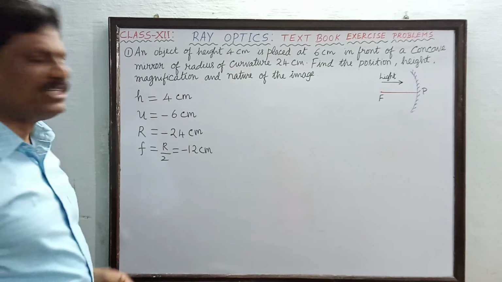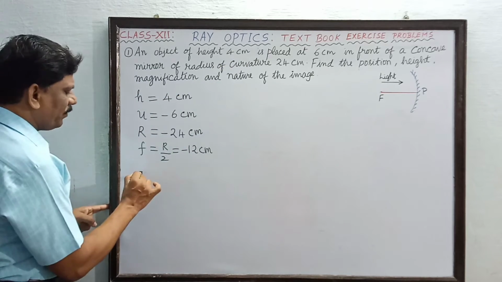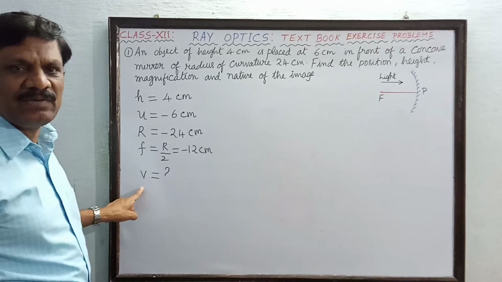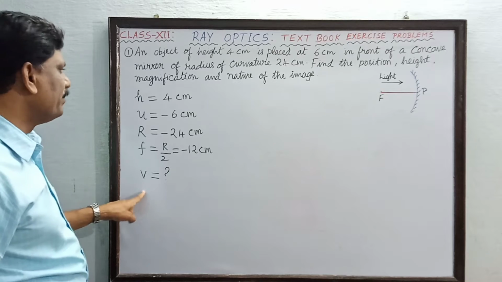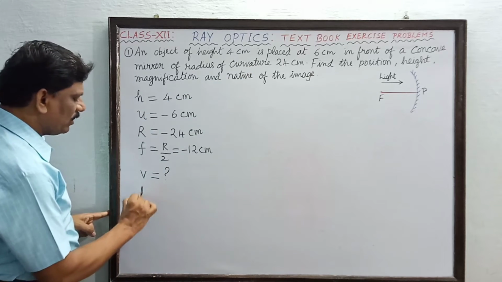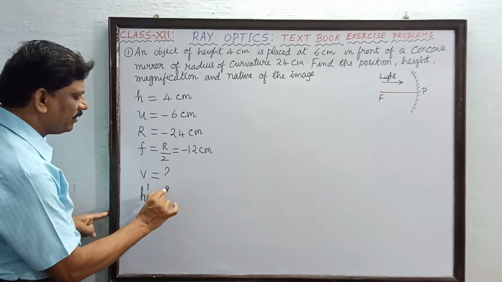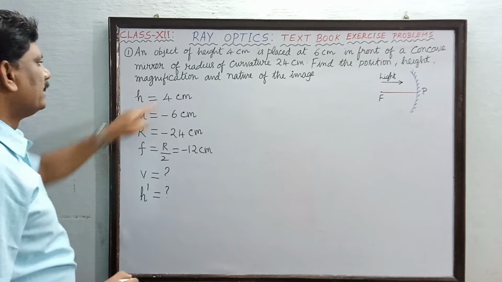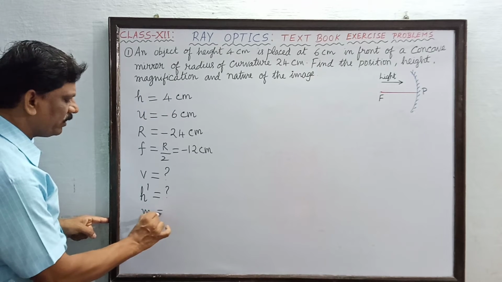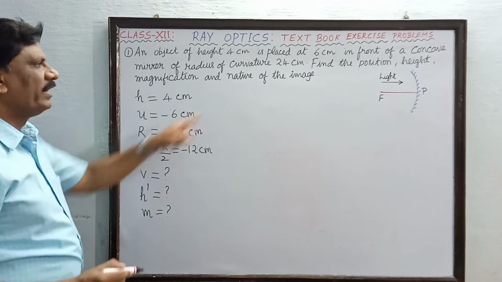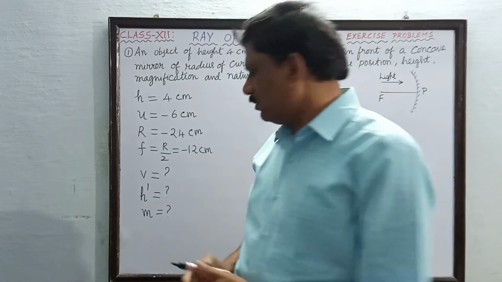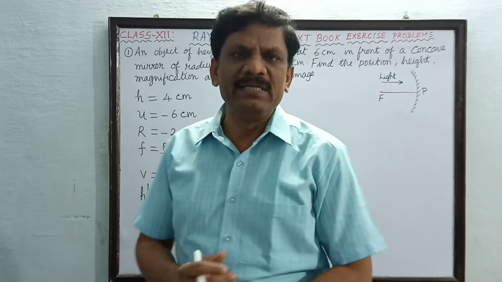Okay, students, so I have applied the sign conventions. So find the position. So what is asked here? Position means image distance. So the image distance gives the position of the image. Then the height of the image, so height h dash of the image we have to find out. Then the magnification m, we have to determine. And finally the nature of the image. Okay, so we will do it step by step.